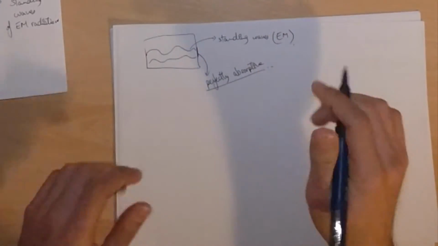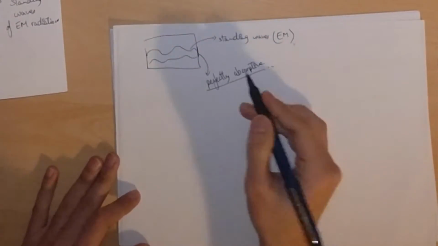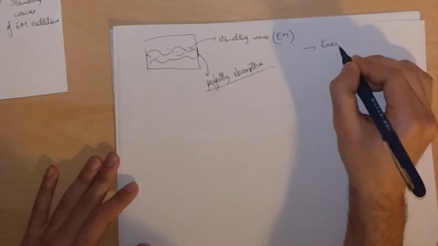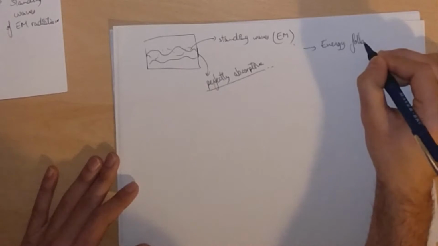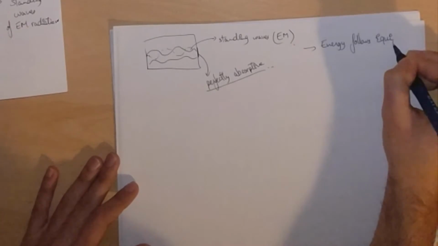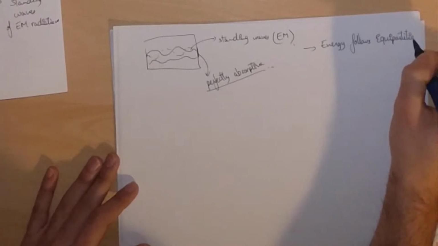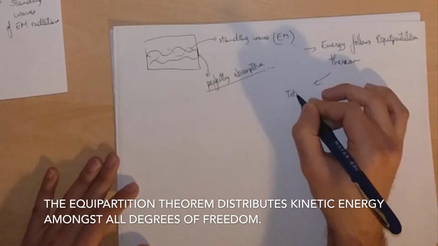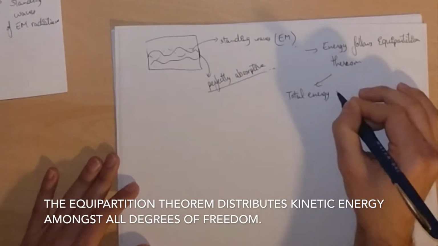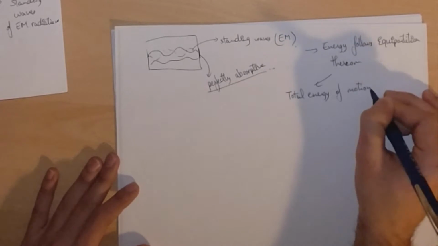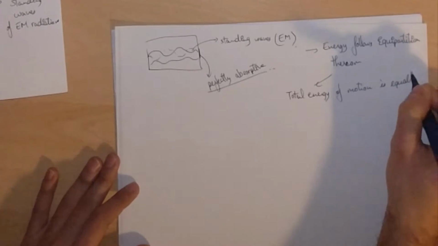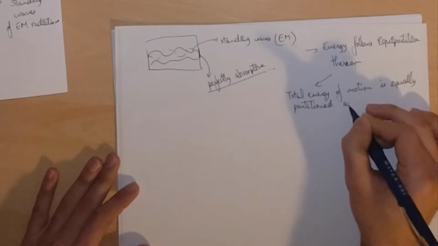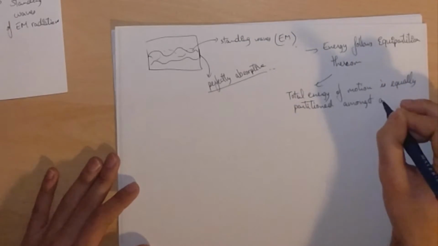So it sort of sets up like a zero and acts like the fixed points of a guitar string. So once you have these standing waves, what Rayleigh proposed is that the energy follows what is known as the equipartition theorem. Which is again another big word, but it's really straightforward. It's basically stating that the total kinetic energy, total energy of motion, is equally divided, equally partitioned amongst all available modes.